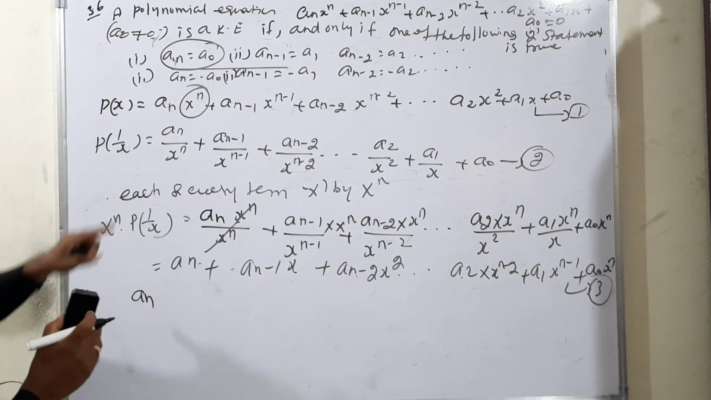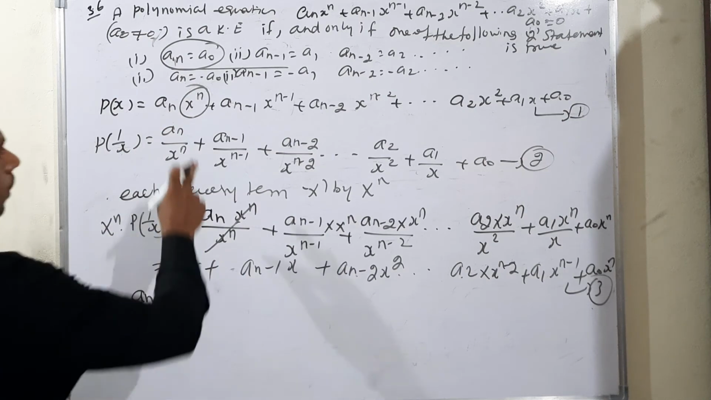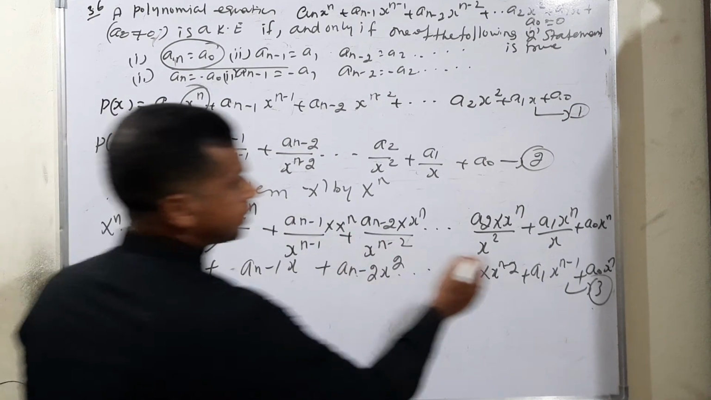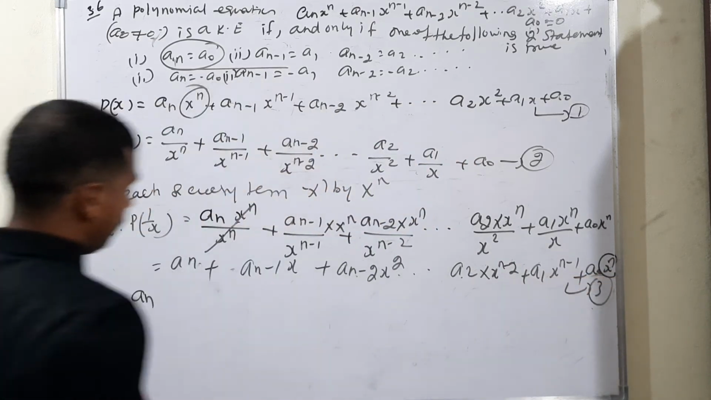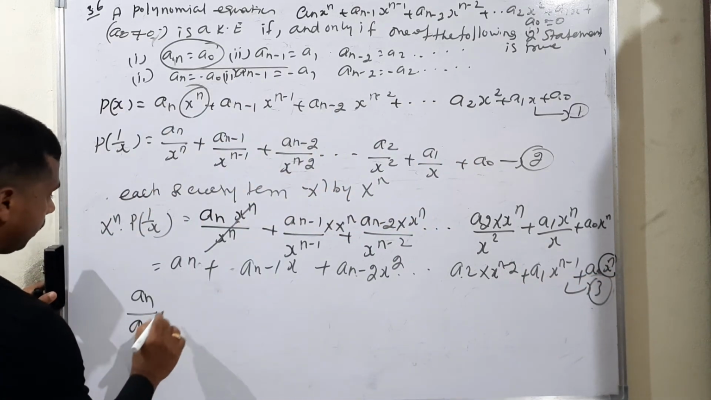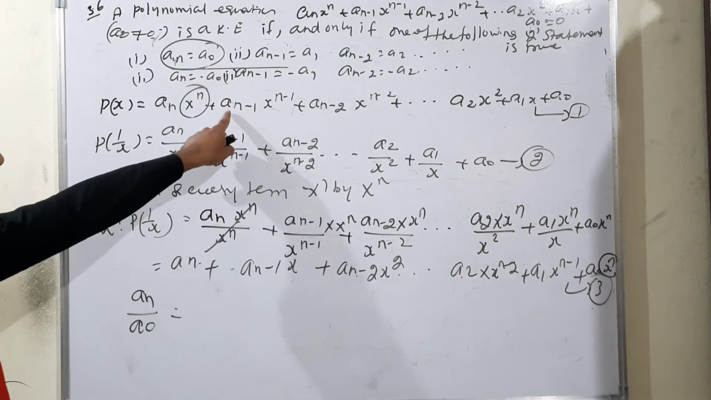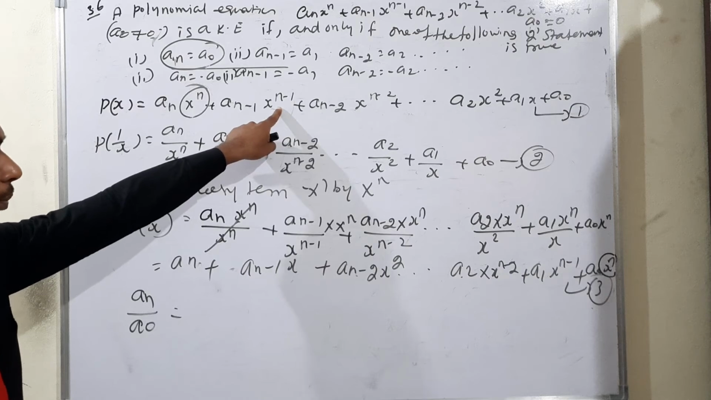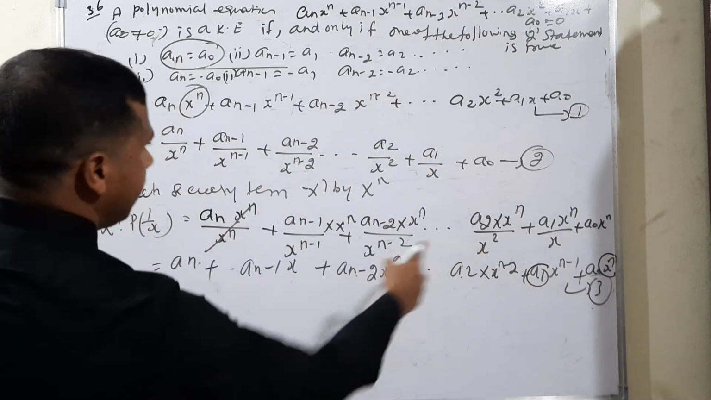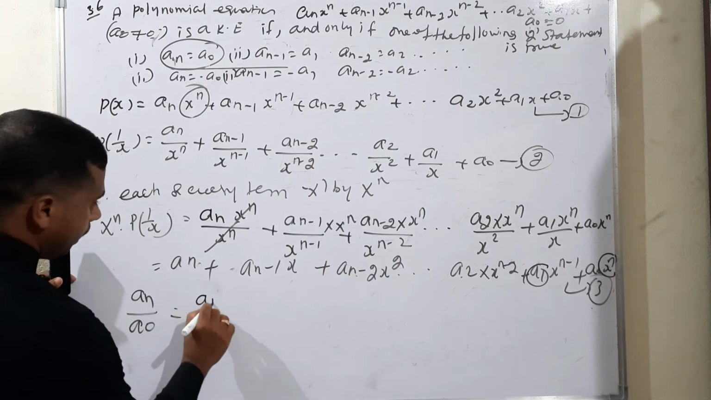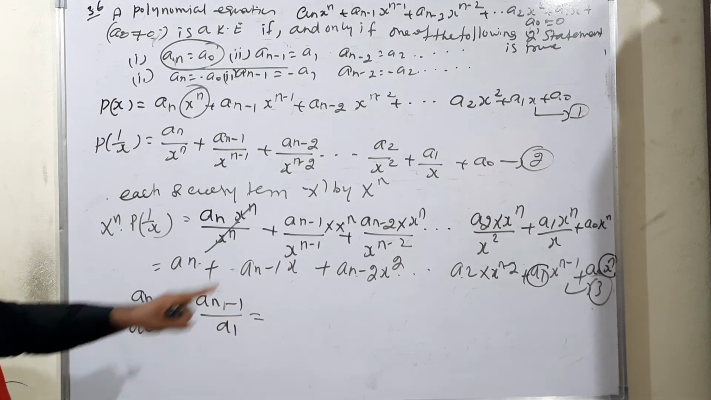So, condition each and every time will be equal means what we have to write. First one, an by coefficient of x to the power n, here coefficient of x to the power n means, what is the power, here coefficient, what the value is there, a naught. So, an by a naught is equal, no, there is condition an is equal to a naught. The next one, an minus 1, coefficient of x to the power n minus 1, here coefficient of x to the power n minus 1, a1 is there, therefore an minus 1 divided by a1 is equal to next condition.